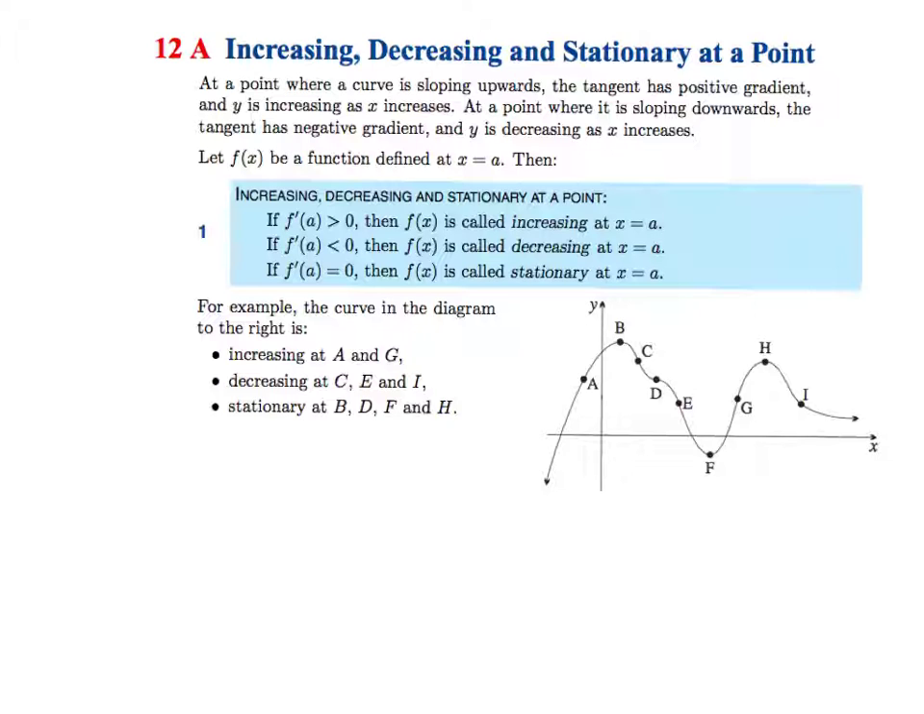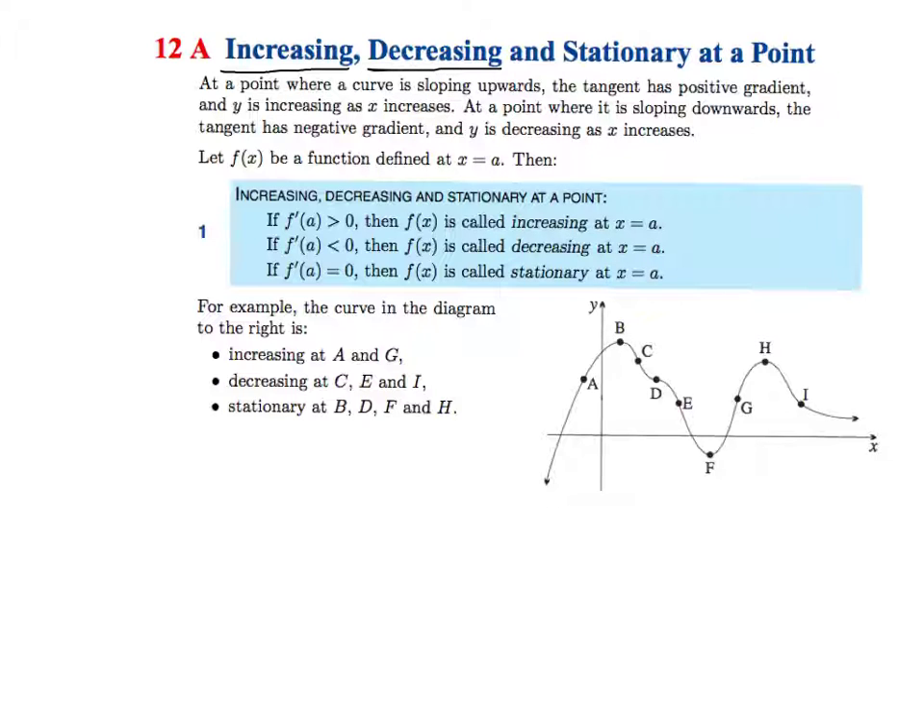Now, if the gradient of that tangent is positive, then whatever values it is positive, the function is said to be increasing at that point, or several points. If the gradient of the tangent at any part of the function is negative, well, at that part, it is said to be a decreasing function.